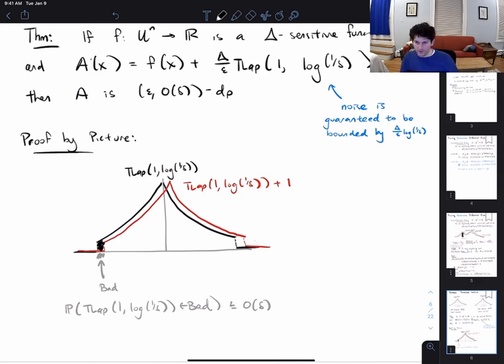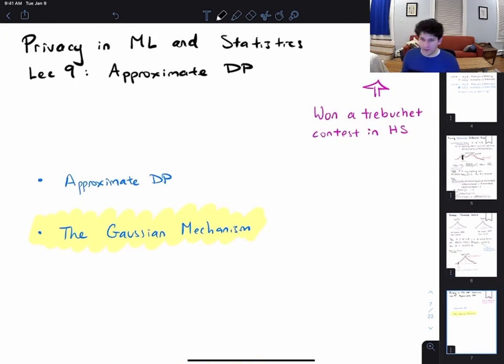The lemma that we proved makes it nice to translate this picture and intuition into a proof. So that's it for this video. In the next video, we'll talk about the Gaussian mechanism, which is going to be the main tool we use for epsilon, delta DP.